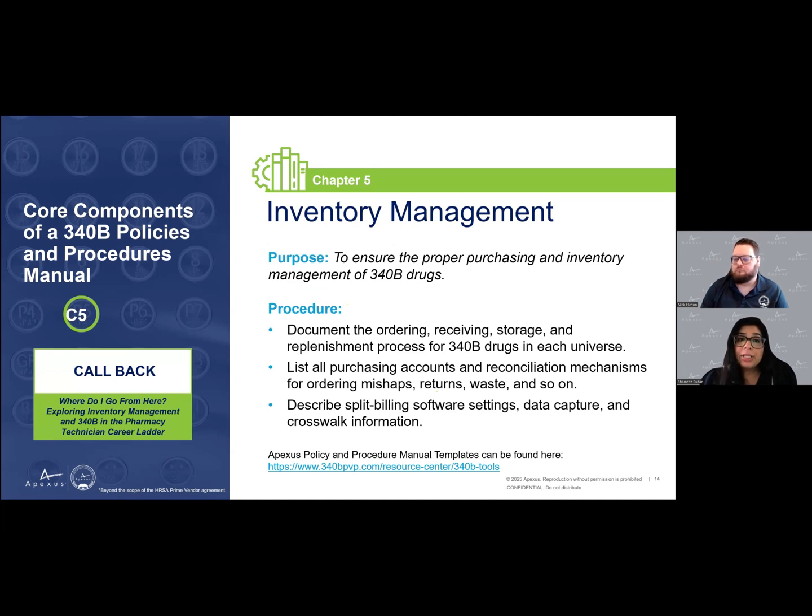In the following section, the entity will discuss their process for managing inventory. So this will be the life cycle from ordering, receiving, storing, to replenishing it again. This will be defined for all different 340B program areas or universes that we talked about earlier. This section of the policies and procedures will also outline all of the purchasing accounts, and the process for returns and waste. And in this section, it's also important to note the split billing software vendor that the entity is using and their settings that help maintain inventory for your entity.